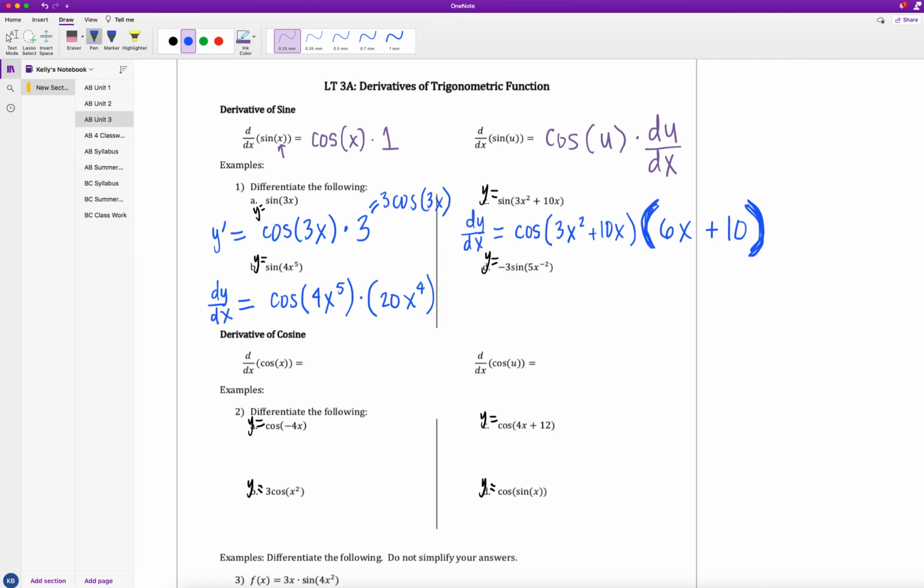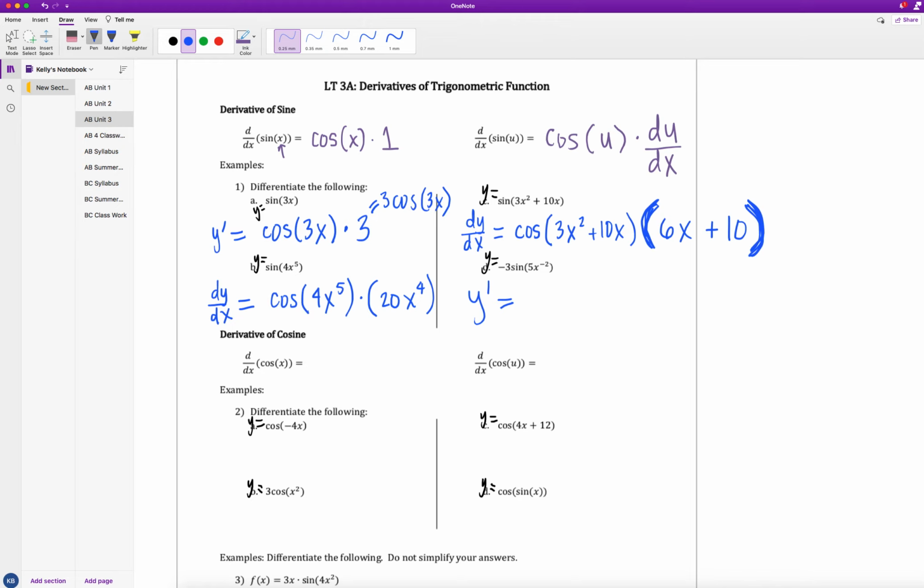So example D says y equals negative 3 times sine of 5x to the negative second. Why don't you guys pause the video and differentiate that function in example D? So to find our derivative here, I'm going to call it y prime. I could also call it dy over dx. Now I have a scalar here, this negative 3, that's a coefficient that's multiplied to the sine. We know from our past unit, unit 2, that any coefficients or scalars don't change the derivatives, they just go along for the ride there.